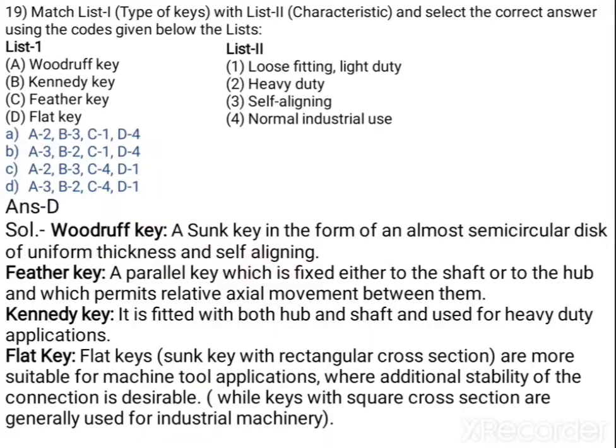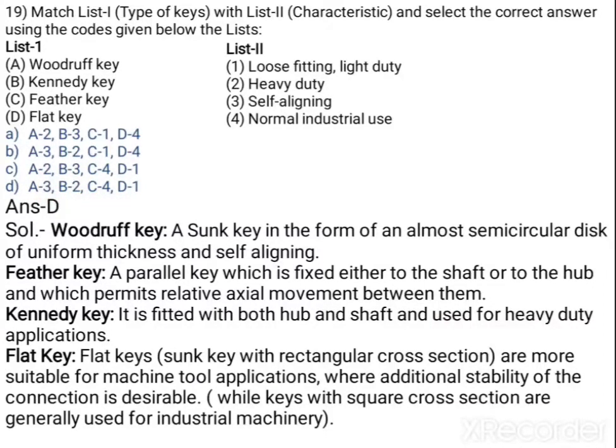So the Kennedy key, look here, the second option: the Kennedy key is fitted with both hub and shaft and used for heavy duty applications. Yes, right. The Kennedy key is related to heavy duty applications, and the option is second. So definitely the correct option is option number D.